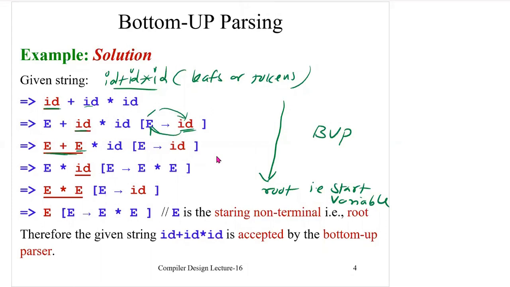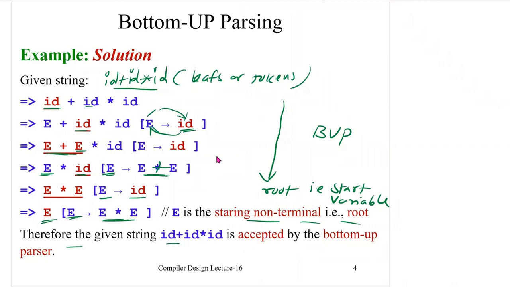On the right-hand side, we have the production E derives E plus E, so in place of E plus E, E is substituted. Now what do we have? id, and in place of id, E is substituted. Now again E into E. We have the production E derives E into E, so in place of E into E, E is substituted. Finally you can see a single variable is derived here. What is E? The starting non-terminal, that is the root.